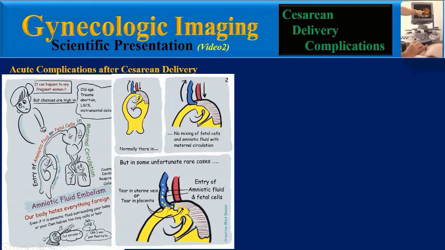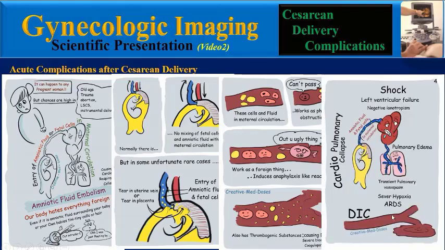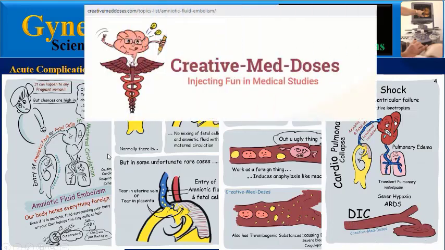in maternal circulation occurs. These cells and fluid in maternal circulation move and work as a physical obstruction, act as foreign material, induce an anaphylaxis-like reaction, and also carry thrombogenic substances causing DIC, severe bleeding, and coagulopathy. Finally, after they reach the heart and lungs, they can cause cardiopulmonary collapse with cardiogenic shock and pulmonary edema. And in circulation, it may cause DIC with severe bleeding. These very interesting images are from the Creative Methods website.